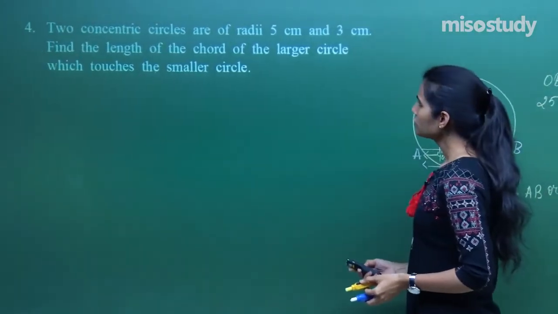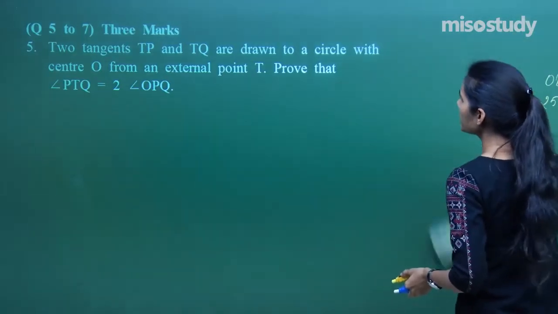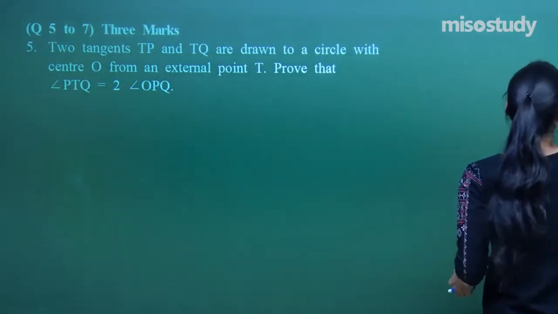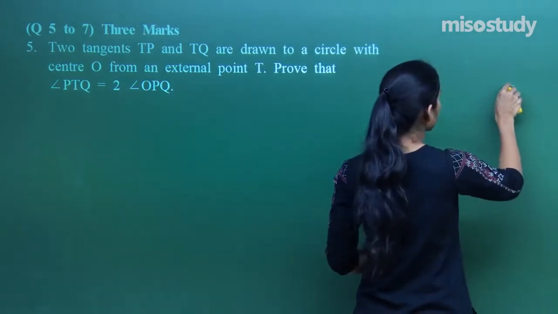Let's take a look at the next question. It says that two tangents TP and TQ are drawn to a circle with center O from an external point T. This time the external point is a point T.